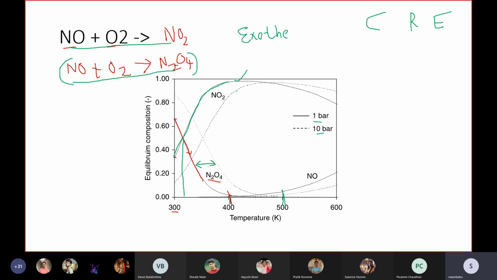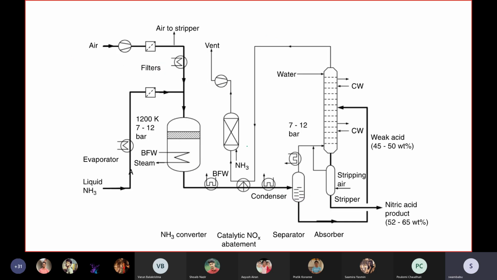So from nitric oxide to NO2 and N2O4, this is the equilibrium data. This is the typical process flow sheet of a nitric acid production process.